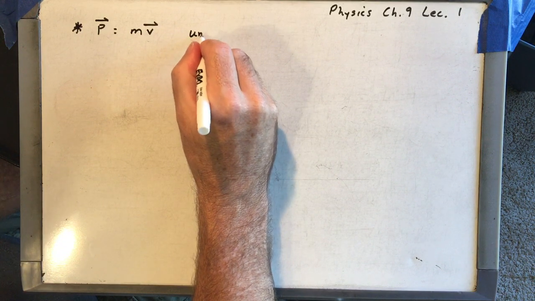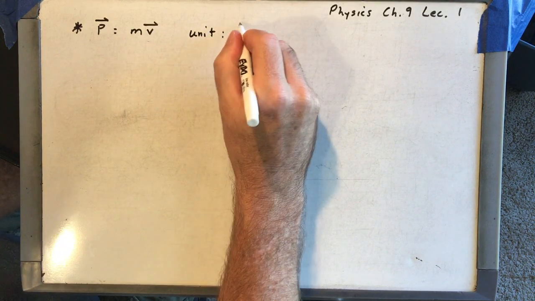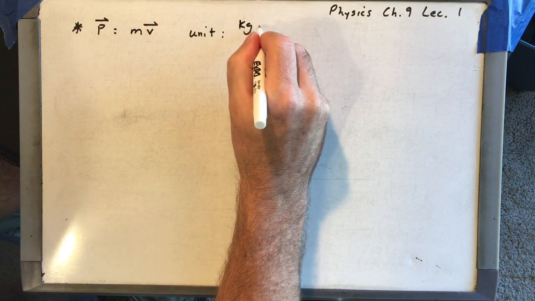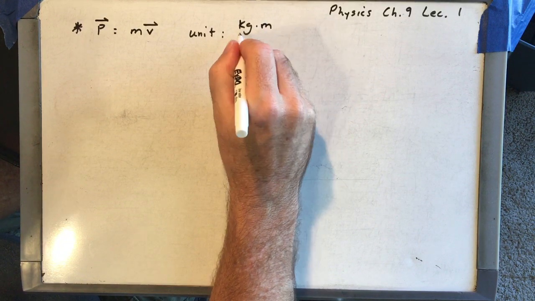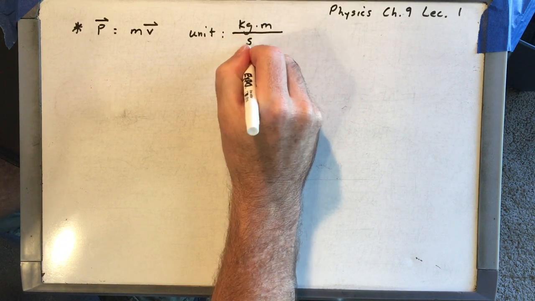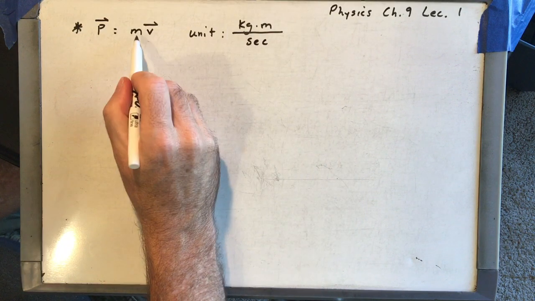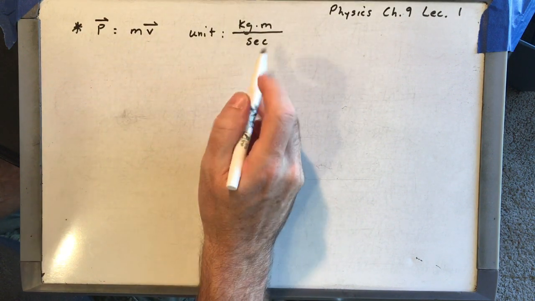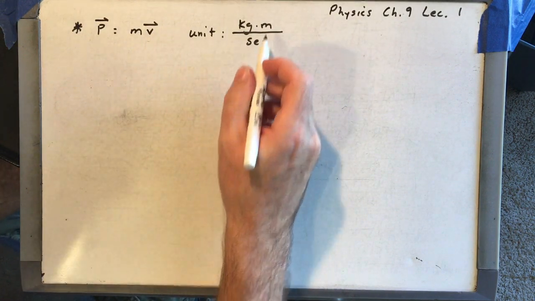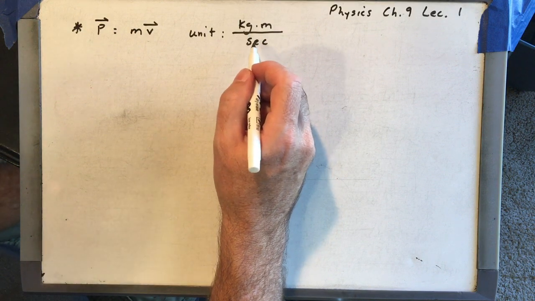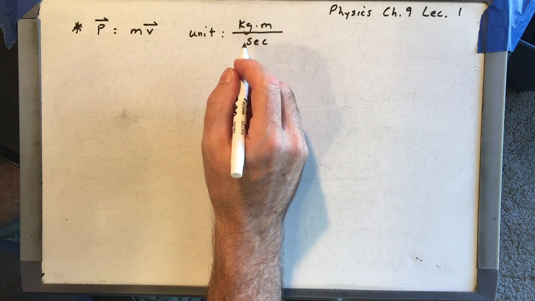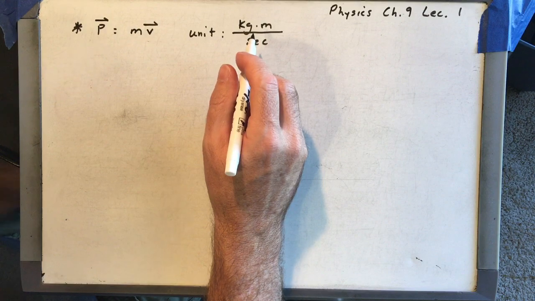The unit is a kilogram meter per second. That should make sense. Mass in kilograms, velocity in meters a second. It doesn't really have, it's not named after a person, like a watt or something from last chapter.